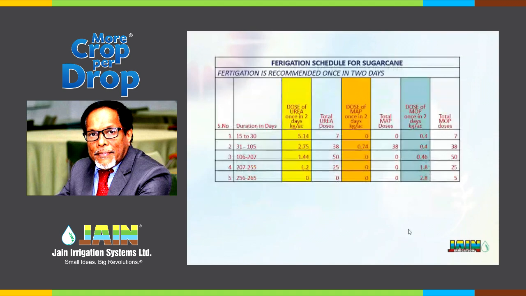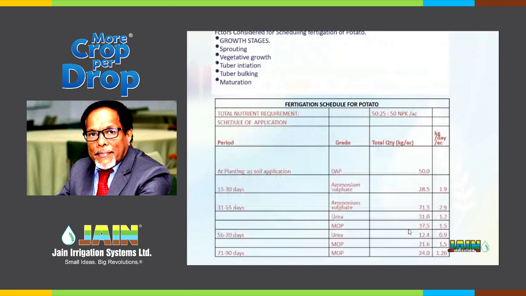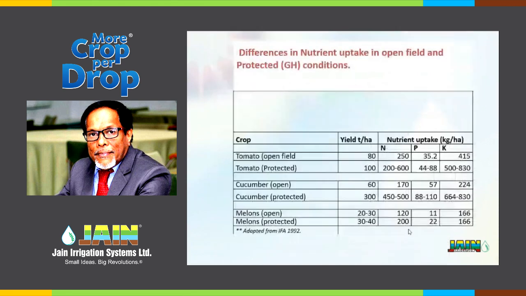Now you will see potato. Potato has several growth stages: a sprouting stage, vegetative, tuber initiation, tuber bulking, and maturation. And the schedule is made based on that. Now there's one difference. When you grow a crop in the open and when you grow a similar species of the crop, I won't say variety, inside a polyhouse or a greenhouse or a climate control system, you have a difference. Tomato in the open field gives 80 tons per hectare, but you are producing 100 to 200 tons in protected cultivation. So your uptake rate also changes.